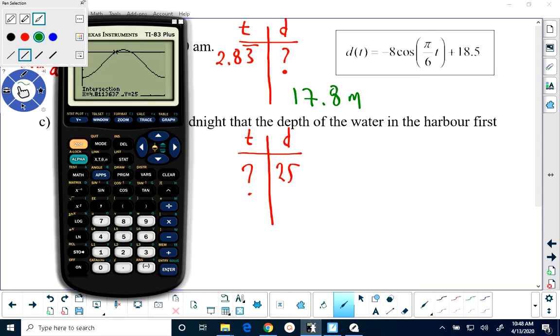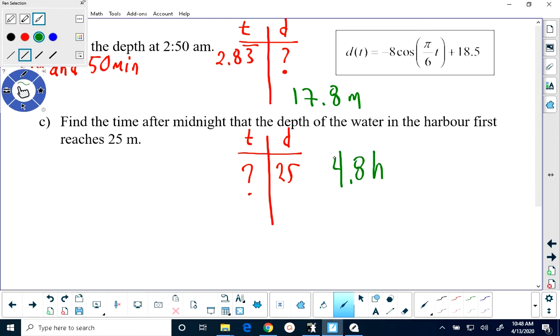And if you were ambitious, you could convert that 4.8 hours to hours and minutes, but I'm not really that interested in this. 4.8 hours after midnight.